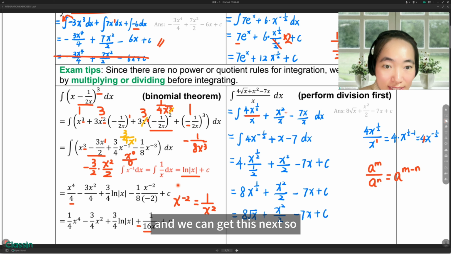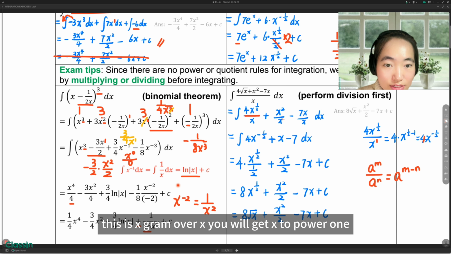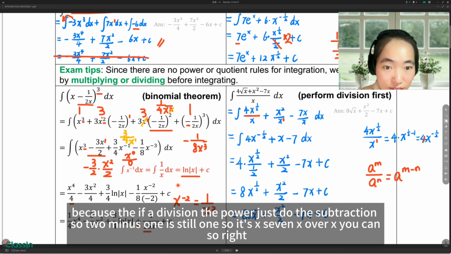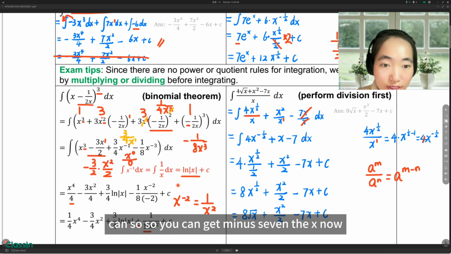And we can get this. Next, this is x squared over x. You will get x to the power 1, which is x, right? Because if a division, the power just do the subtraction. So 2 minus 1 is still 1, so it's x. 7x over x, you cancel, right? Cancel. So you can get -7 dx.